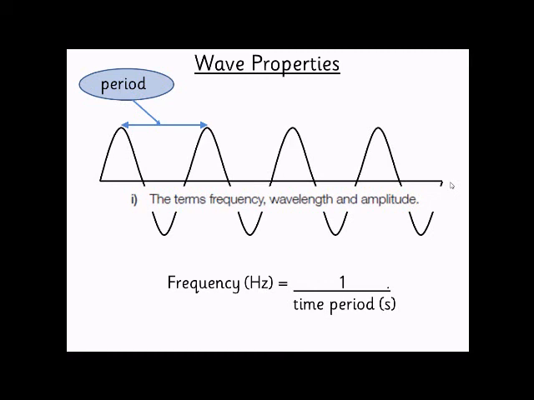Okay, so for example, if we had a wave with a time period of 2 seconds, the frequency would be 1 divided by 2, that would be half a wave every second, okay, or half a hertz.